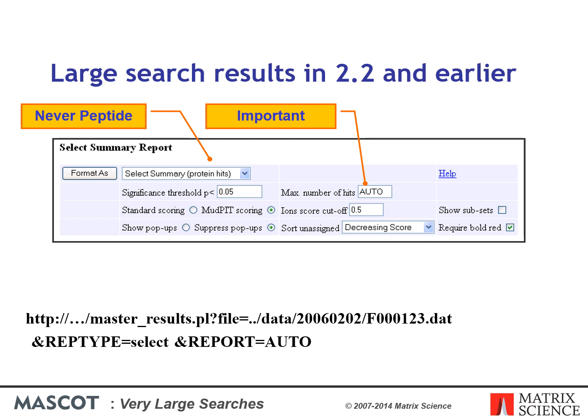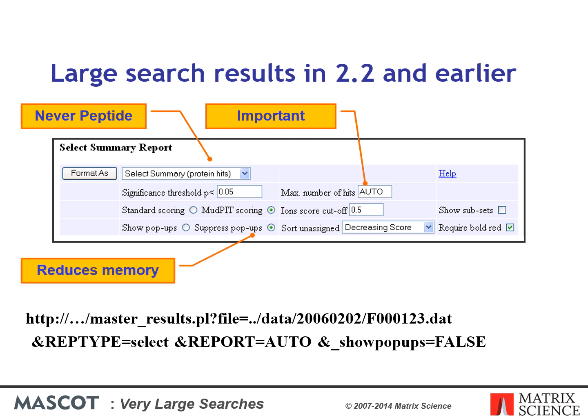Don't specify a huge number of hits just in case. Choose Auto to display all protein hits that contain at least one significant peptide match: &report=auto. Get rid of the yellow pop-ups: &_show_popups=false.